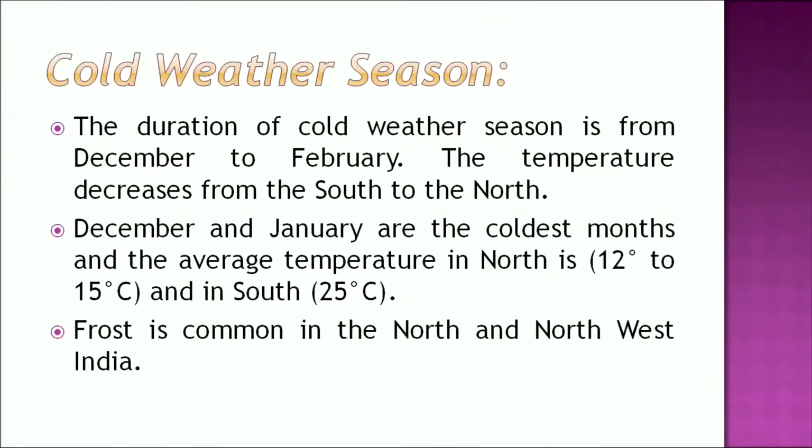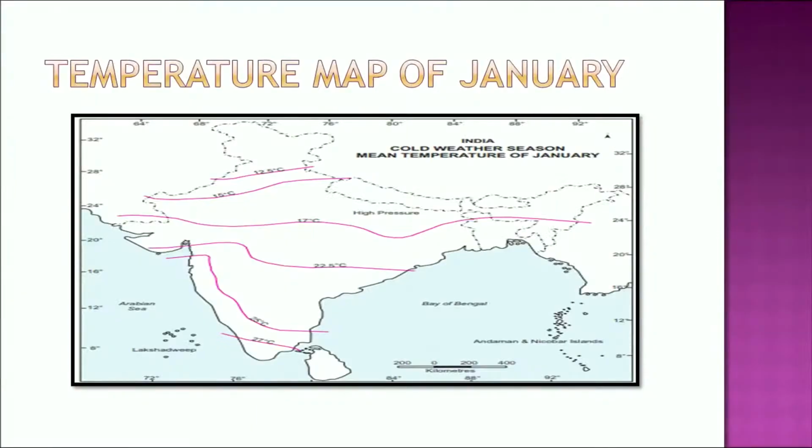The duration of the cold weather season is from December to February. The temperature decreases from the south to the north. December and January are the coldest months, and the average temperature in the north is 12 degrees centigrade to 15 degrees centigrade, and in the south it is about 25 degrees centigrade. Frost is common in north and northwest India. This map of January shows the temperature pattern.